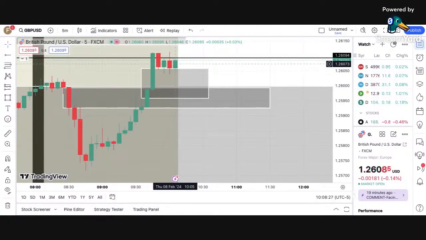Fair value gaps are one of my favorite things. Once I learned about these, it took my trading to a whole other level.